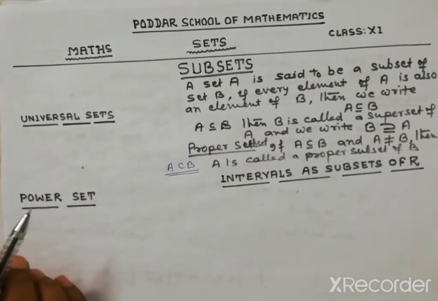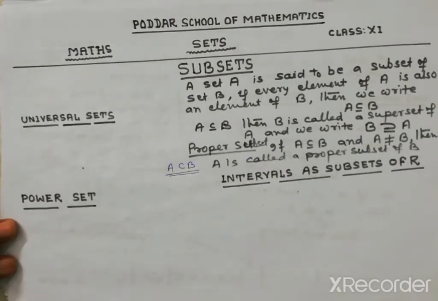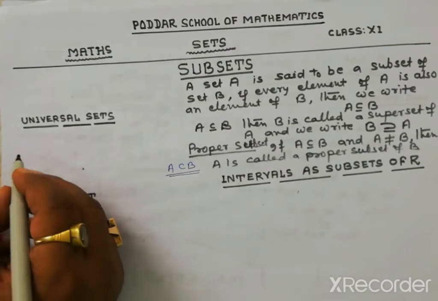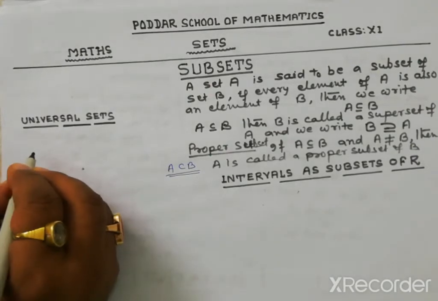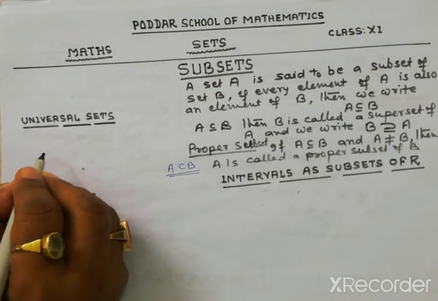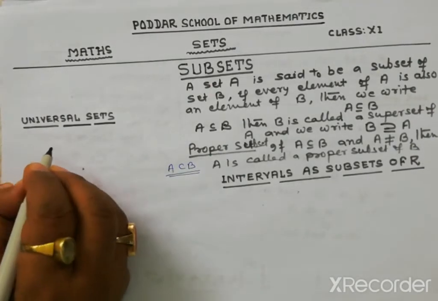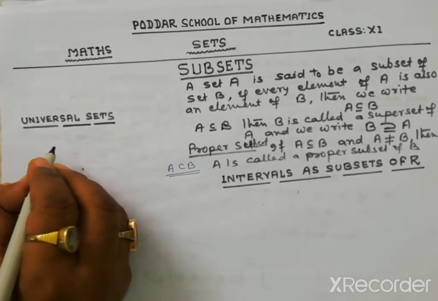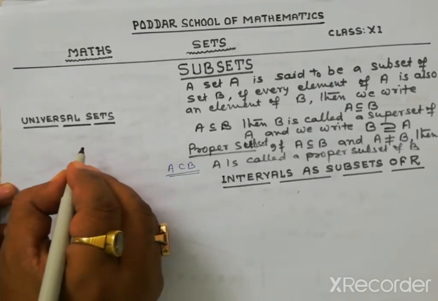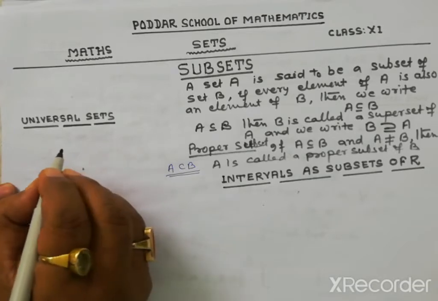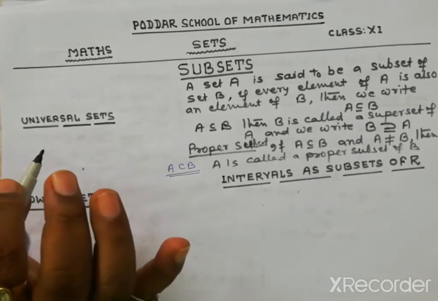After that, you come to this point, that is universal set. What do you mean by this universal set? If there are some sets under consideration, then there happens to be a set which is a superset of each one of the given sets. Such a set is known as universal set for those sets.